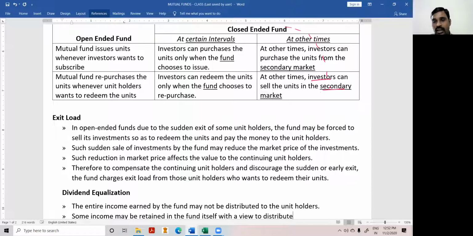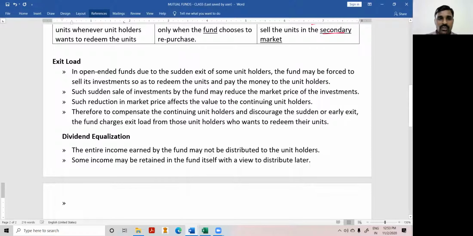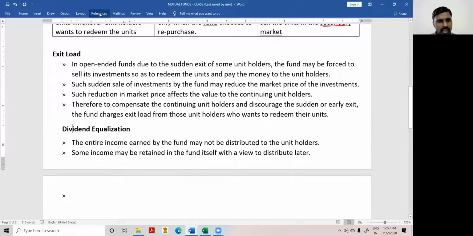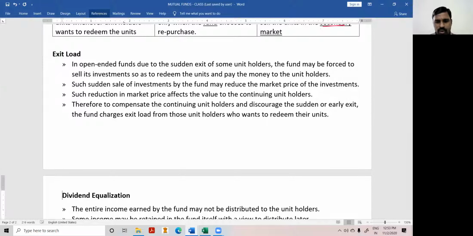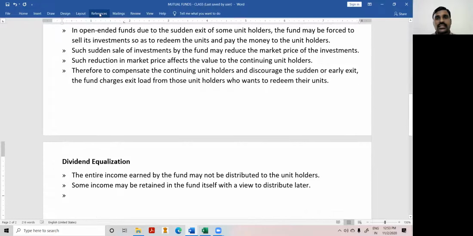Why? Because markets may not always flourish. Today the market is high, and the fund is getting good income. But suddenly, what if the market crashes and the investors are in need of liquidity, in need of income? So if the fund earns more income than what is perceived, rather than distributing the entire income, the fund will distribute a certain amount and retain a certain amount in the fund. This retained income will be distributed in future.